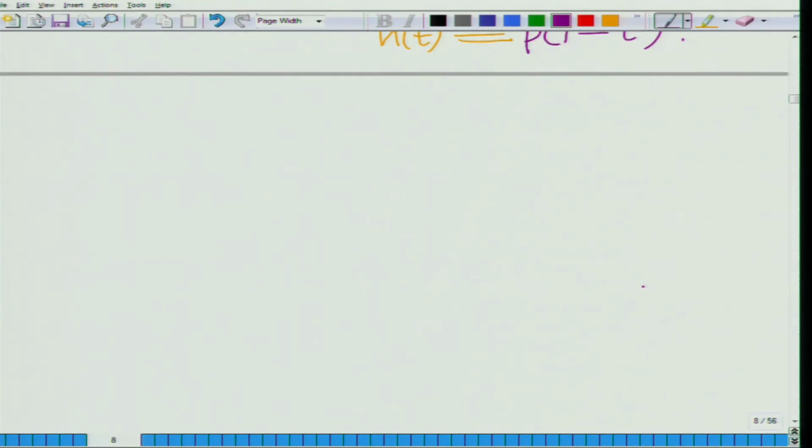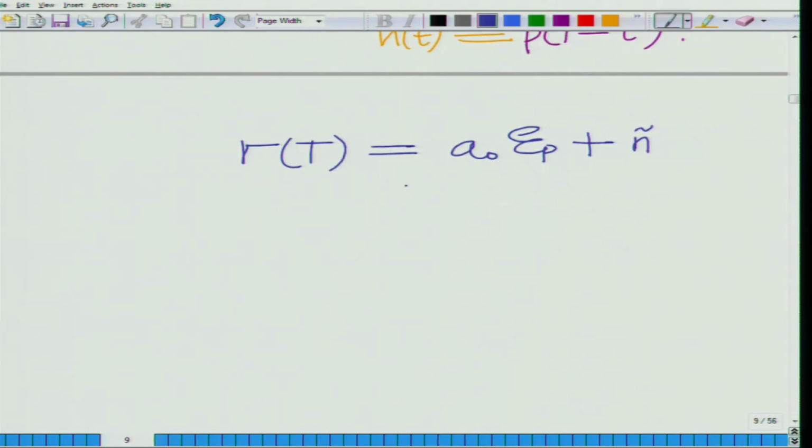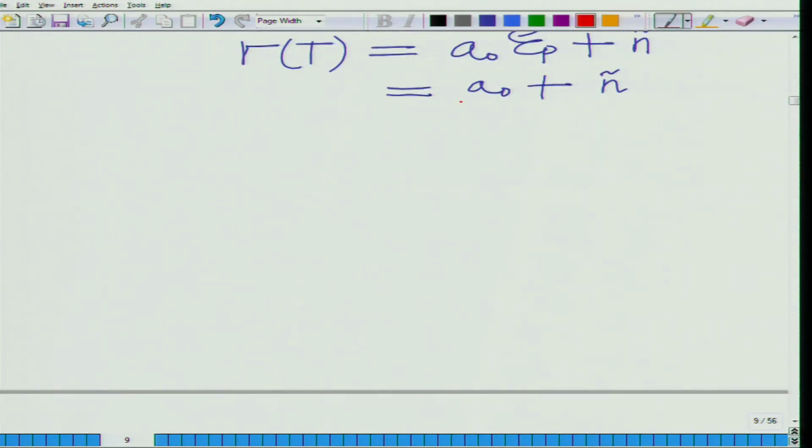Therefore, we are choosing the matched filter h(t) equal to p(T minus t), where capital T is the symbol duration. So, that remains unchanged. The matched filter still maximizes the output SNR. In fact, once you matched filter and sample, with Ep equal to 1, you have again r equals A naught plus N tilde, which is very similar to what you obtained for binary phase shift keying. Only thing is A naught changes.